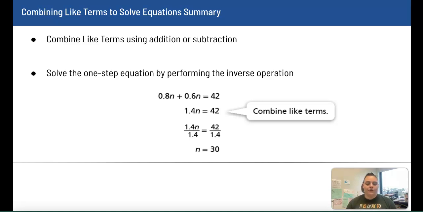So the last thing for you to do is write down the summary. I will not mark your notes as exemplary unless you have your summary written down. So you can write your own summary or you can copy what I have written on the screen. Combining like terms to solve equations. We combine the like terms either using addition or subtraction. In the last couple problems we did subtraction. In the example on this page, you can see it's using addition. After you've combined like terms, you solve the one-step equation that you are left with by performing the inverse operation. Many times in these cases, we're left with a multiplication problem, so we need to divide in order to do the inverse.